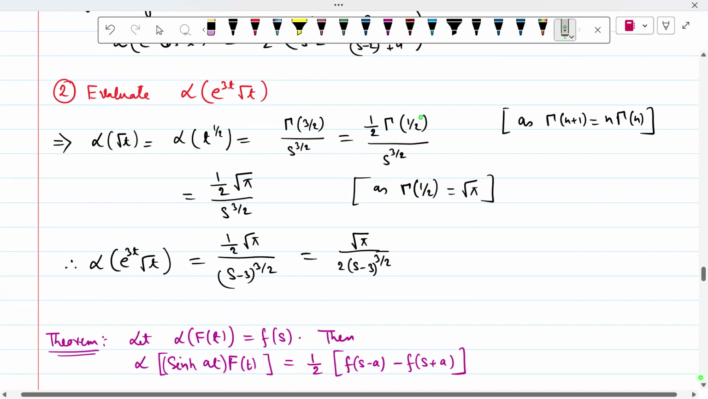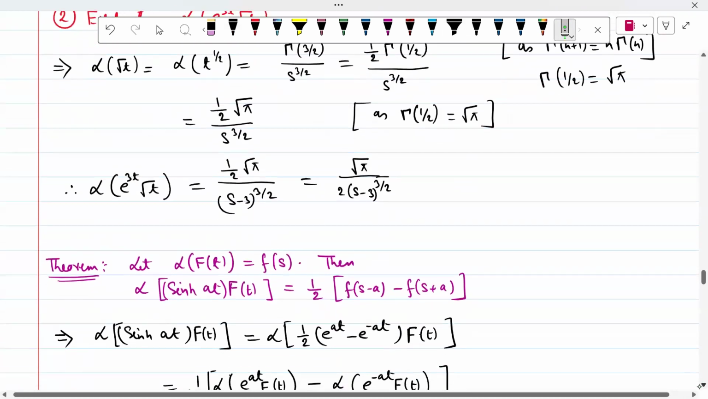Here we use the property of the gamma function, gamma of n plus 1 is equal to n gamma n. Using that property, and also the result that gamma of half is equal to root pi, you just put in the value. Since it is multiplied by e to the power 3t, s will be shifted to s minus 3, and you will get this result. It is a simple calculation.